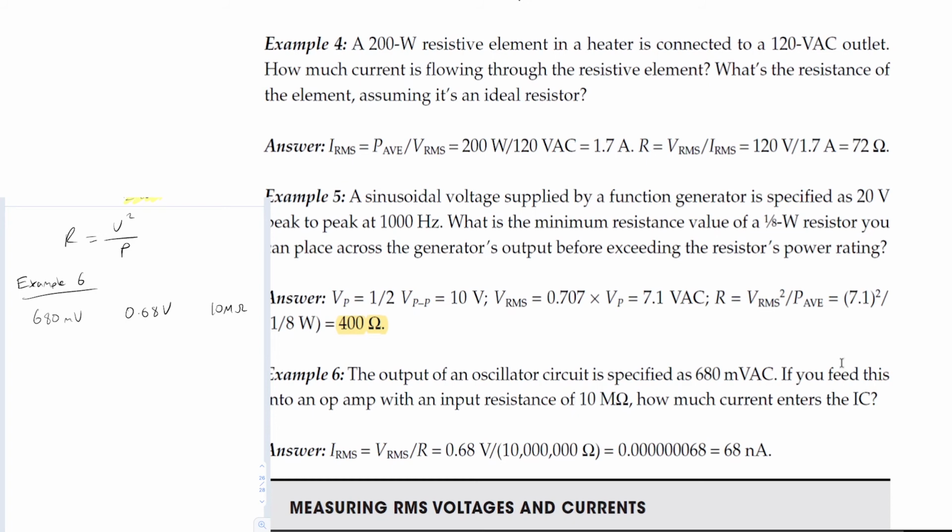So what do we have? We've got voltage, we've got ohms, and we want to know current. So it's simply current is equal to voltage divided by resistance. Voltage RMS, so I RMS is equal to voltage RMS divided by resistance. So we take 0.68 volts. The trick here is to not use 680 because it's in millivolts. And then we divide that by 10 million.